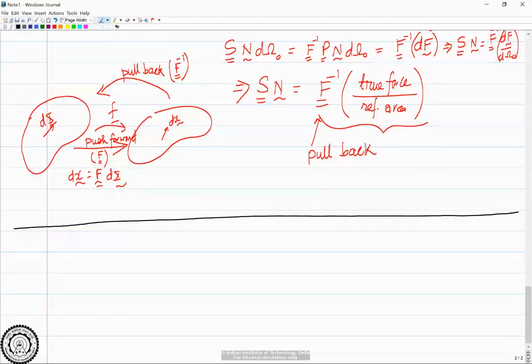But we never talked of the stress tensor. We always worked with the same Cauchy stress tensor. Okay, we had nothing like first Piola-Kirchhoff, isn't it, in UG class? Yes, sir. Any more comment?